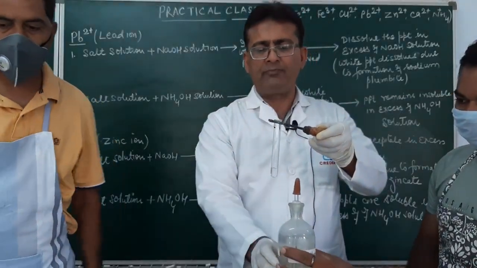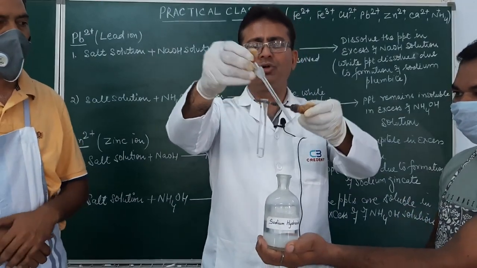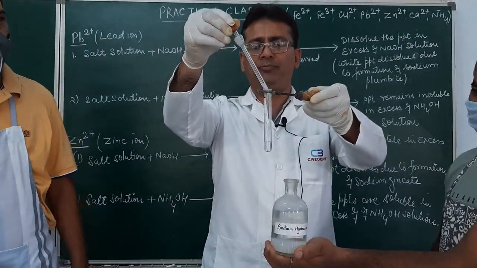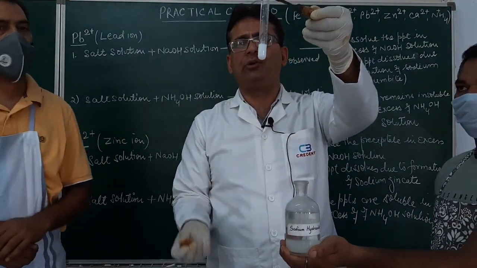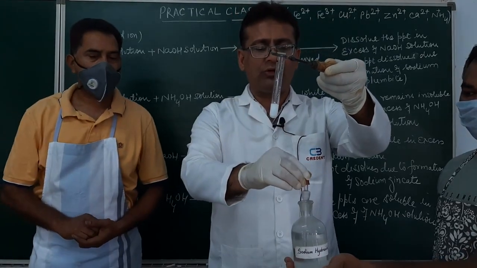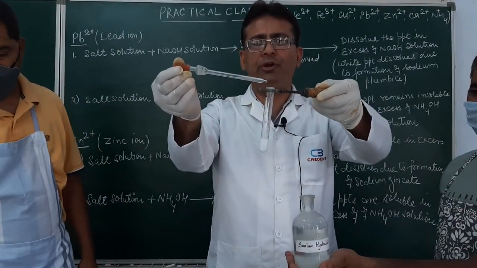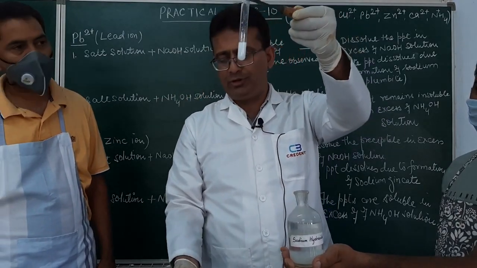What we will be doing is adding sodium hydroxide to this salt solution. Just see over here, when we add sodium hydroxide to the salt solution, insoluble white precipitates of lead hydroxide are observed, and when we dissolve this in excess, the precipitate dissolves.